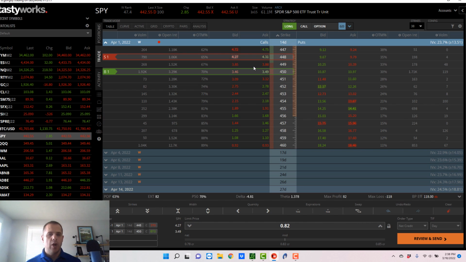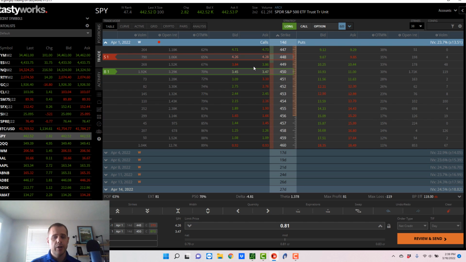When I trade a spread, all I'm doing is trading two options at the same time in the same expiration cycle. I'm selling one option, in this case, the 448 that's closer to the stock price, and then I'm going further out of the money to buy the 450 call. This puts on a risk-defined trade. I know what my maximum loss is right up front.